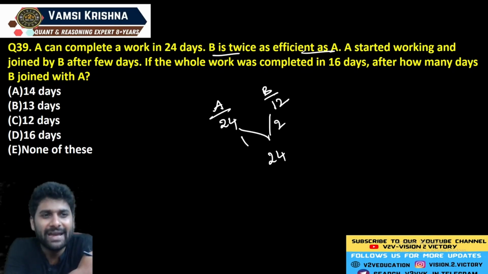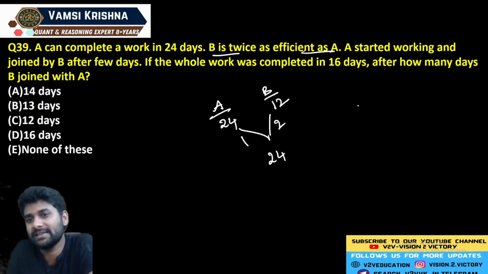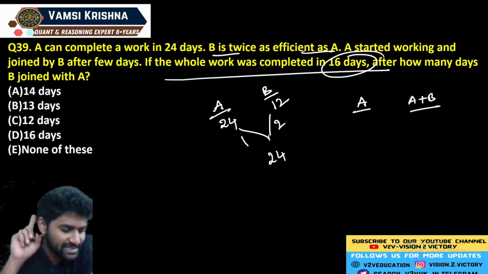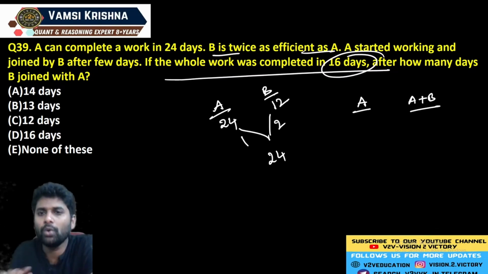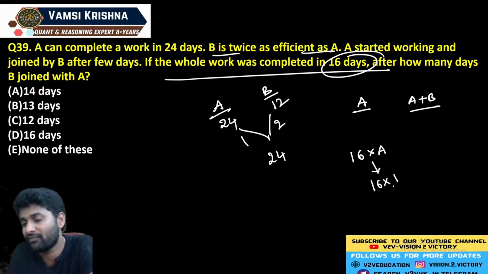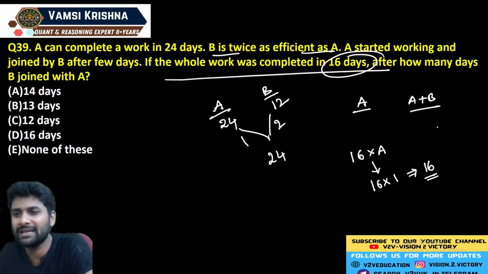A started working and joined by B after few days. A started the work, after few days B joined. And the whole work is completed in 16 days. Guys, try to understand the information in this way. Whole work is completed in 16 days means in 16 days A is working. If 16 days A is working means what is A's contribution? 1 unit per day. Out of 24 units, 16 units done by A. So what about the remaining? Remaining 8 units done by B itself.